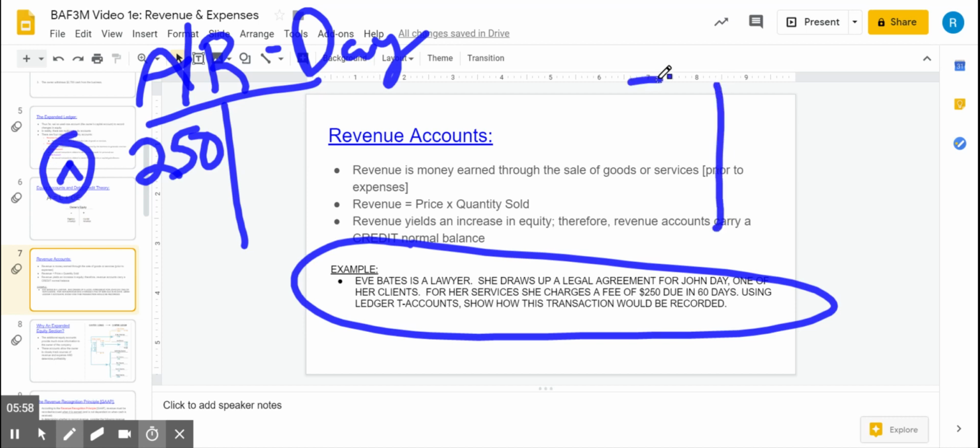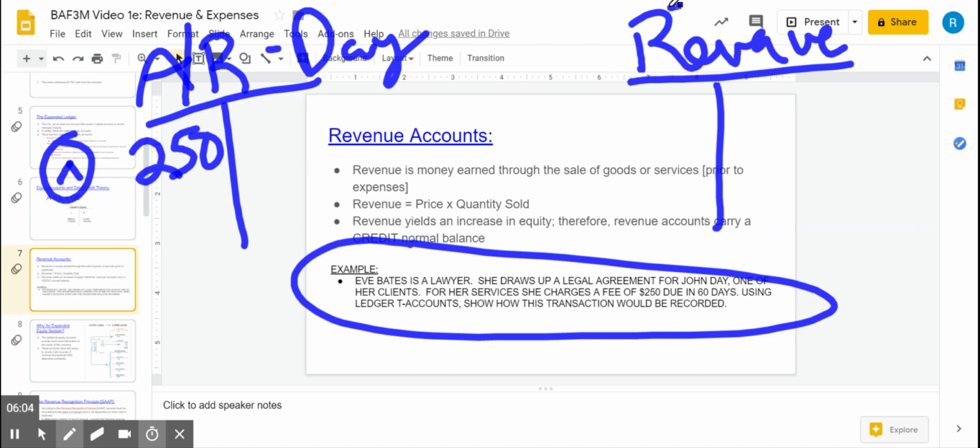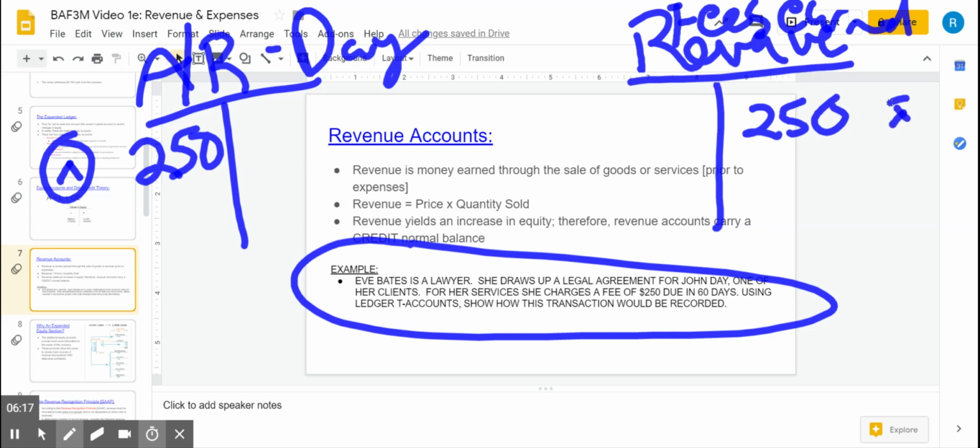But here, instead of crediting capital, we're going to create an account called revenue, or actually, in the case of service businesses, we're more often going to call it fees earned. So the fees earned here are $250. And revenue is an equity account, so it makes sense that we are increasing equity by crediting it. So revenue is going to be a default credit. I hope that makes some sense.